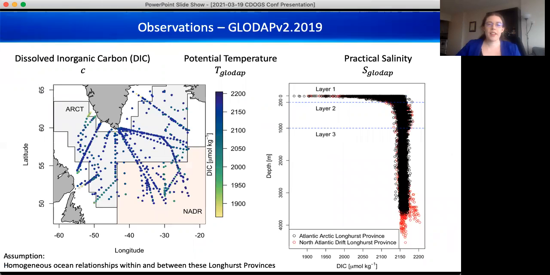The GLODAP dataset provides observations of carbon and predictor variables of potential temperature and practical salinity. These observations were sampled at irregular times and locations, as shown by the spatial plot of carbon on the left. Our observations occur mostly in the Atlantic, Arctic, and North Atlantic Drift Longhurst provinces. Our analysis focuses on temporal trends, so we have assumed negligible spatial variations occur within and between these Longhurst provinces.